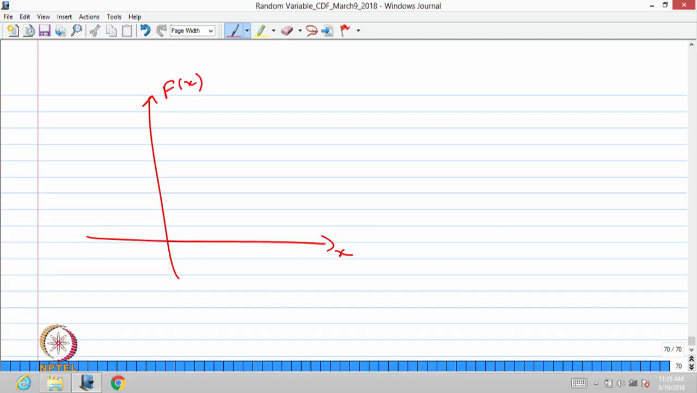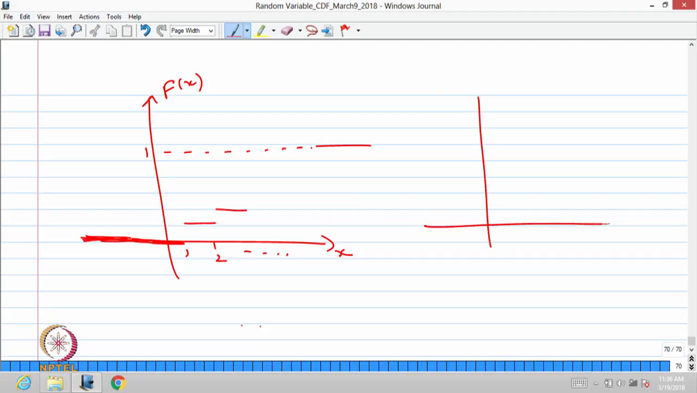It has the jump points 1, 2 and so on. Therefore, till x is equal to 1, it has the value 0. At x is equal to 1, it has a first jump. At x is equal to 2, it has a second jump and so on. At infinity, it touches 1. So, that means the CDF has countably infinite jumps with the jump points 1, 2 and so on, and the jump values are (1 minus p) power x minus 1 into p.